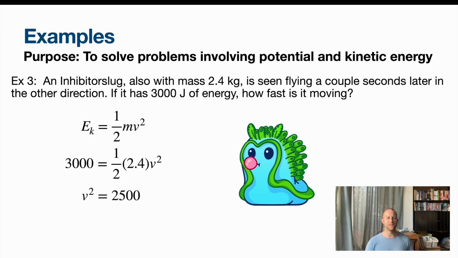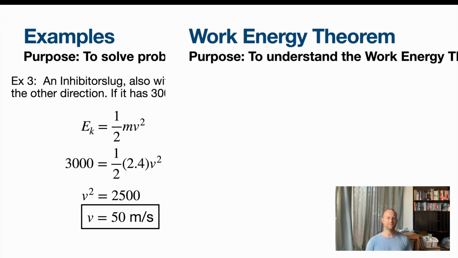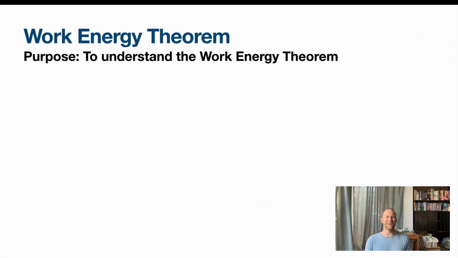You get v squared is 2,500. Then v is 50 meters per second. Again, relatively easy. You're just plugging numbers in and switching things around. So now on to the work energy theorem.